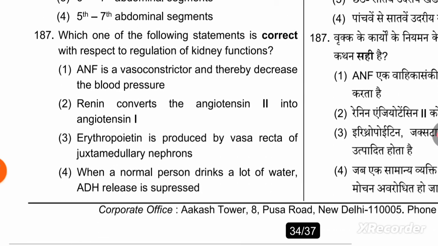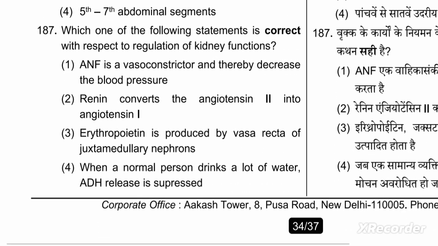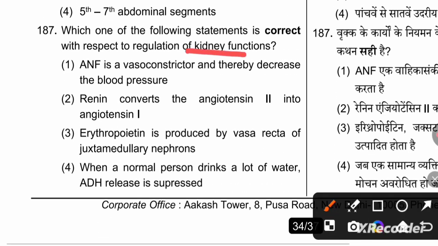187th question. Which of the following statements are correct with respect to regulation of kidney function? For the regulation of kidney function, which one is the correct statement? We need to find out. ANF is a vasoconstrictor. No, it is a wrong one.